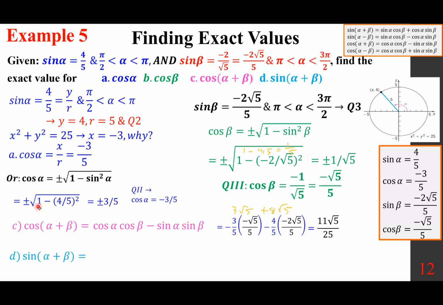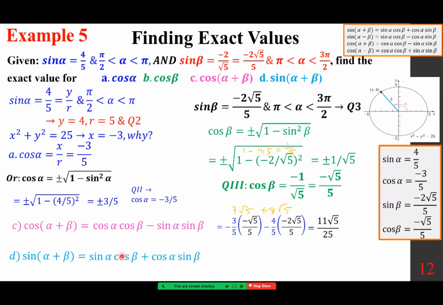Let's do the sine using the sine of alpha plus beta, which is sine alpha cosine beta plus cosine alpha sine beta. Plug in those numbers. That's why this table helps. Quickly use the table and plug it in.